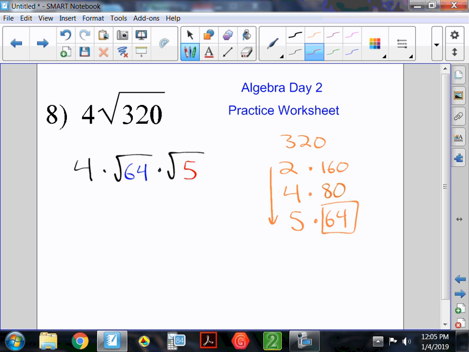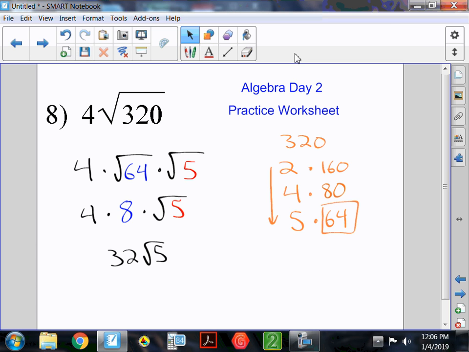So 4 times the square root of 64. So I have 4 times, the square root of 64 is 8, so I have 4 times 8. And then my square root of 5 is just square root of 5. 4 times 8 is 32, and so my answer is 32 root 5.